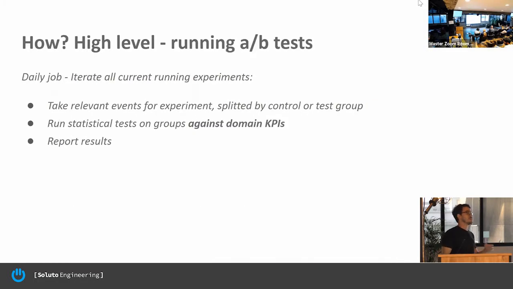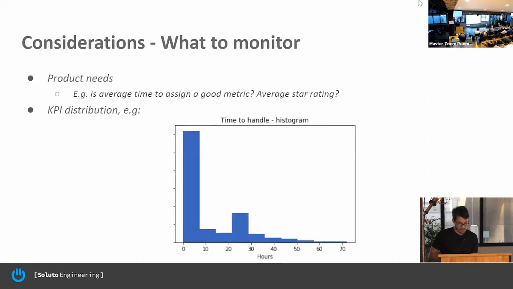And then we have all the data in the same place where all our analytics resides. We can iterate on every currently running experiment and test the control and test group against all our different domain KPIs. So we specifically run the A/B test against specific domain KPIs. And later on, we report the result, which currently is by email to the relevant people that created the experiment. So that's the high level.